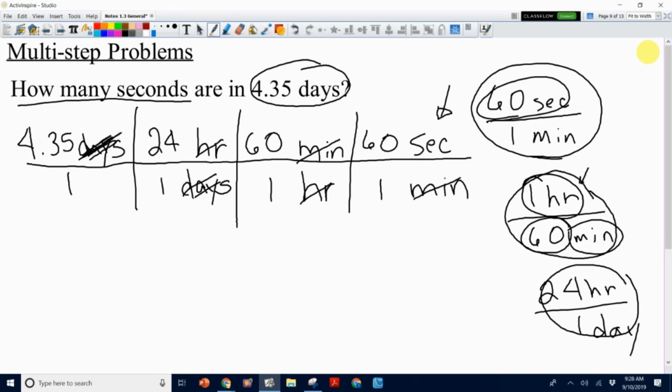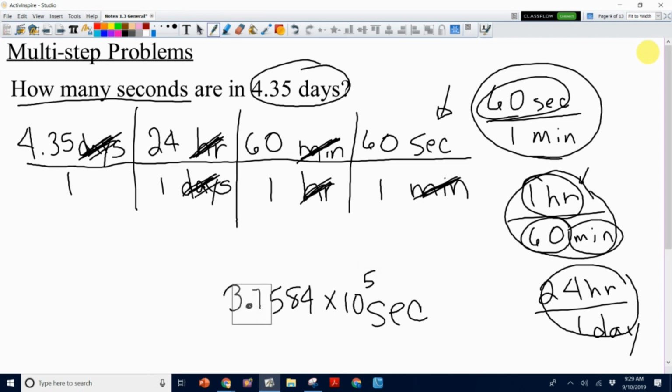Okay, so you see all of these units have canceled out. I forced them to cancel out except for the unit that I want for my answer. So that is going to go here for my unit. Now, all I have to do is multiply across. So pick up your calculator. I'm going to take 4.35 times 24 times 60 times 60. Okay, so we're going to have to use scientific notation here. 3.7584 times 10 to the 5th power seconds.